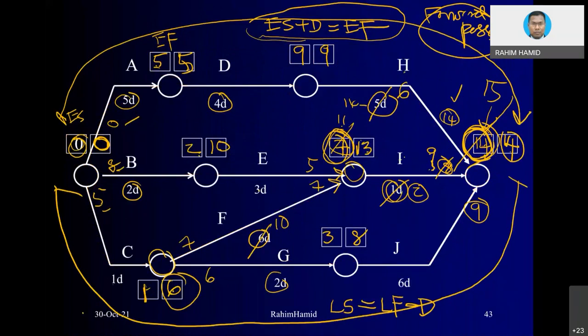Remember, the free float basically is the free time between two activities. Let's say I wanted to know the free float for activity E. The subsequent activity will be I, from the diagram. Activity I basically, from the original diagram, will start on the 7th day. Whereas activity E can be completed in 5 days only, in day number 5. So activity E does have free time of 2 days.